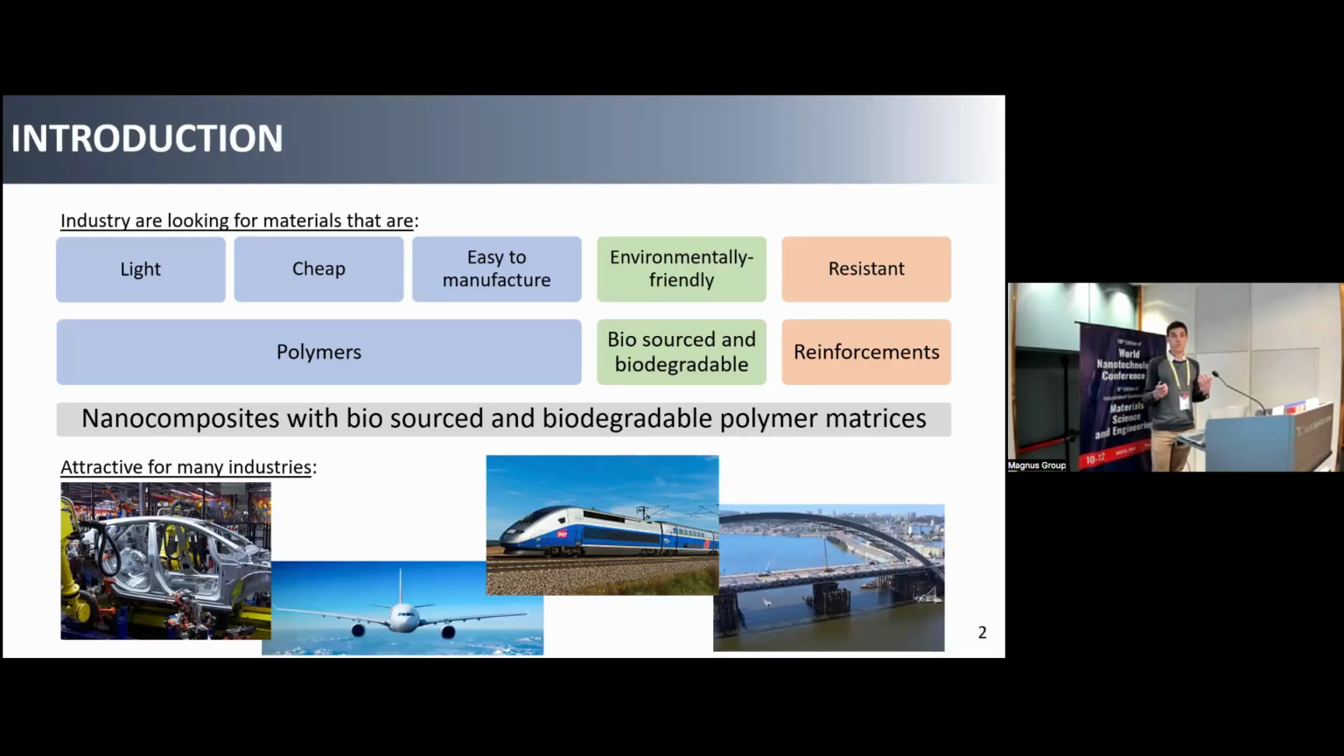Finally, they also want materials that are resistant to high loading. To do that, we can add reinforcement to the already existing material. And to keep all the previous advantages of our polymers, we want to use a really small fraction of reinforcement, which leads to nanocomposites with a bio-based and biodegradable polymer matrix. It can be used in many sectors, whether it's automobile, aeronautic, train, or construction.